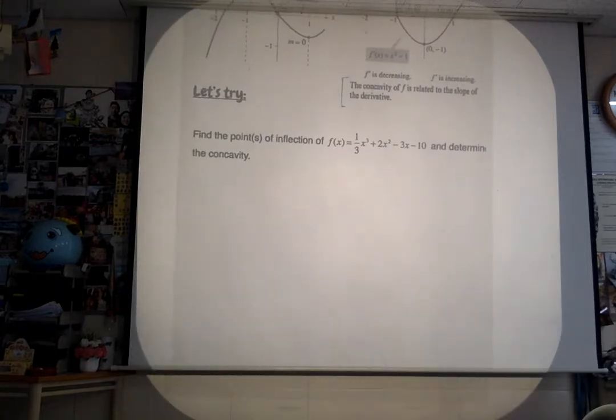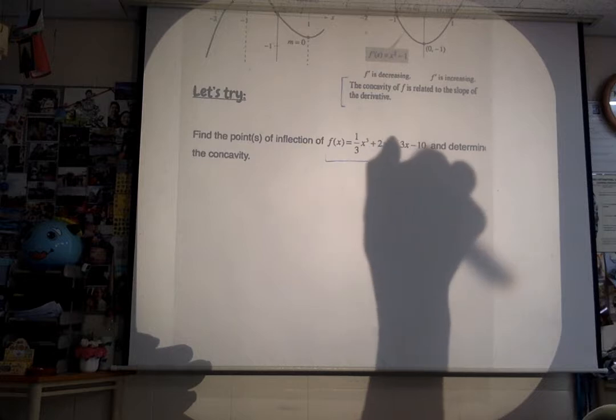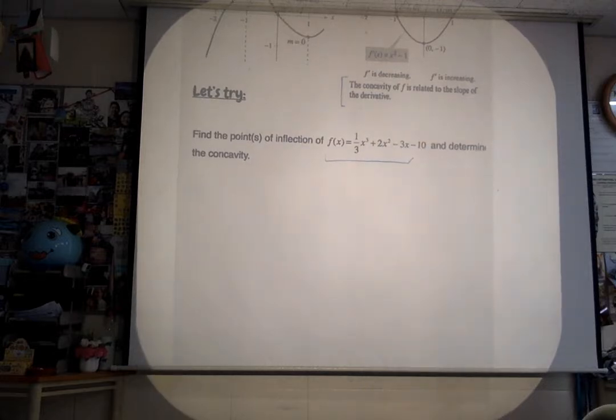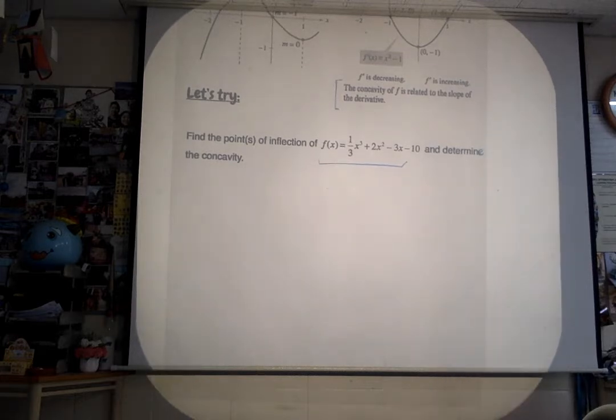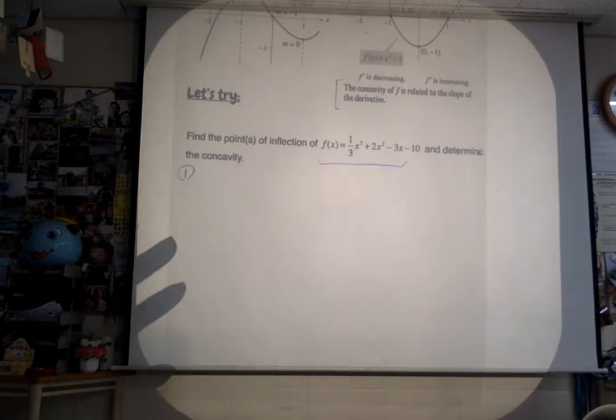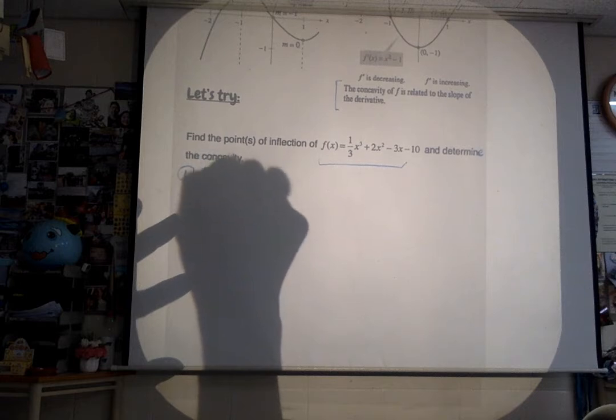So let's go back to that first example that we kind of saw. Find the points of inflection of f of x = 1/3 x cubed + 2x squared - 3x - 10, and determine the concavity, okay? So I'm going to do this in steps 1 through 4. So follow along with me. What do you think the first step is? You're right. We've got to find the derivative and the second derivative.